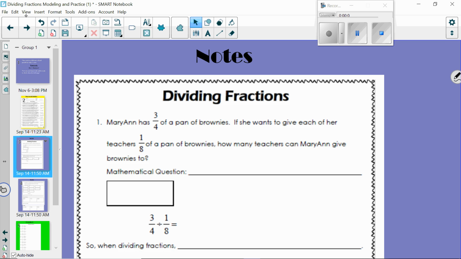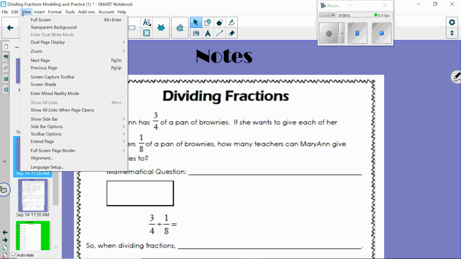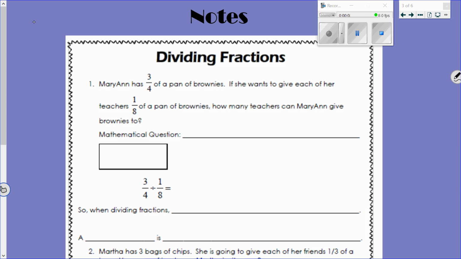Today we're going to go ahead and start into our next section, which is dividing fractions. Hope you guys remember last time we did multiplying fractions, we told you specifically to get ready for this.